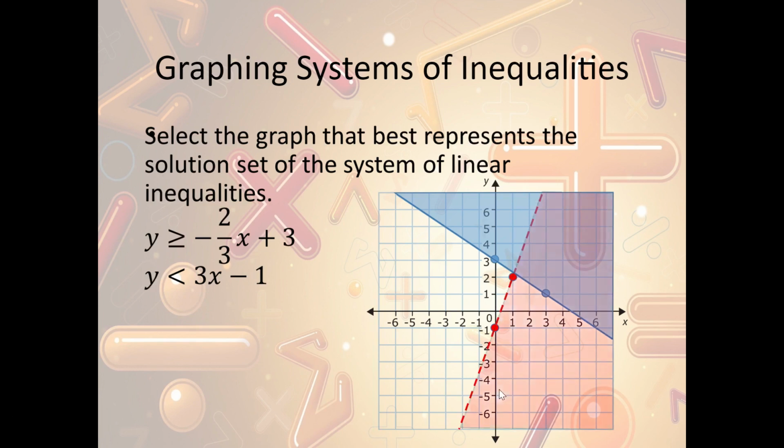So it'll be here. Again, we have a blue area, we have a red area, and we have a purple area. The purple area is the area that matters. That is the overlap of the two inequalities.